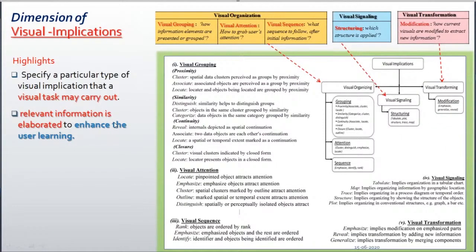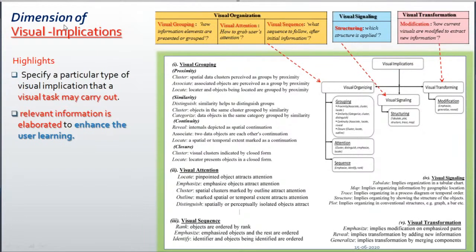Visual implication is one of the dimensions or characteristics of a GUI, right? The basic purpose of the visual implication dimension is to highlight three main aspects of a GUI. First is visual organization. Organization means how you are organizing the visual elements, the data which is planned to be represented in the GUI through some kind of visual representation, how you are organizing those details in your GUI, right? That is the first part.